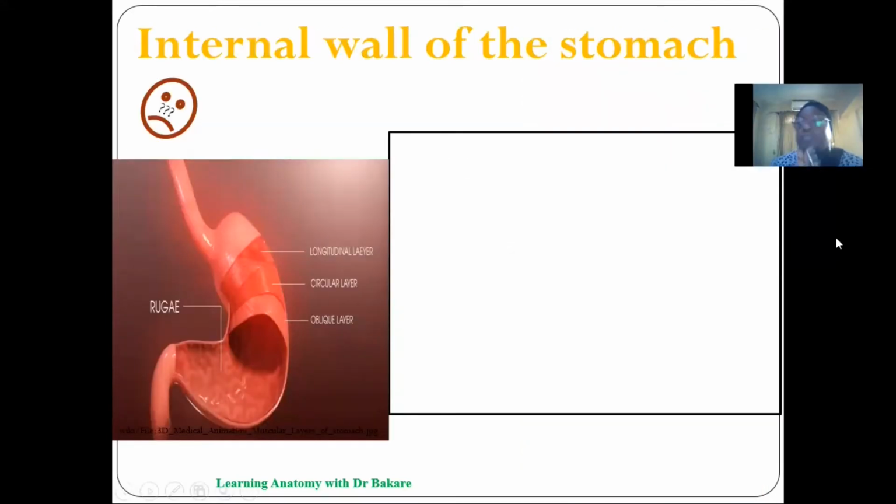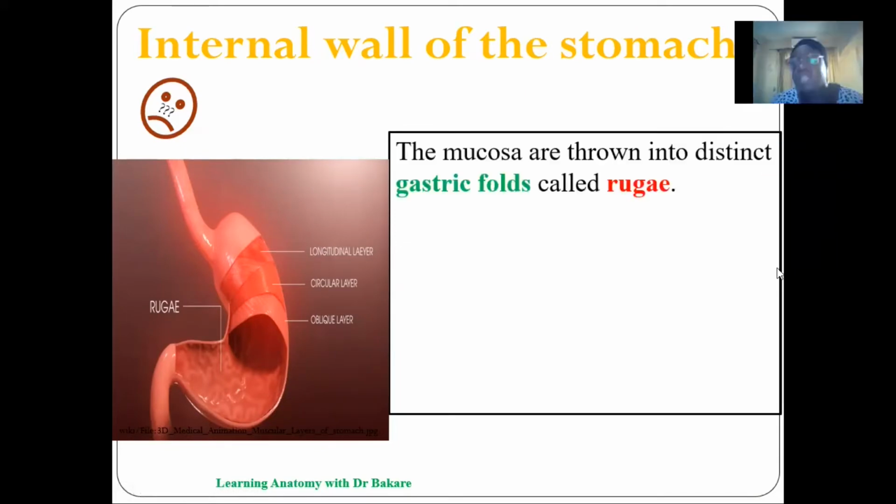So let's go further, looking at the internal configuration of the stomach. If the stomach is opened up and you look at its internal configuration, you see that the internal wall of the stomach is not smooth. It's not what you see in the outer presentation of the stomach. If you look at the stomach from the outside, it is smooth, but when you open it up and look at the internal wall, you see that it is not smooth. It is thrown into folds.